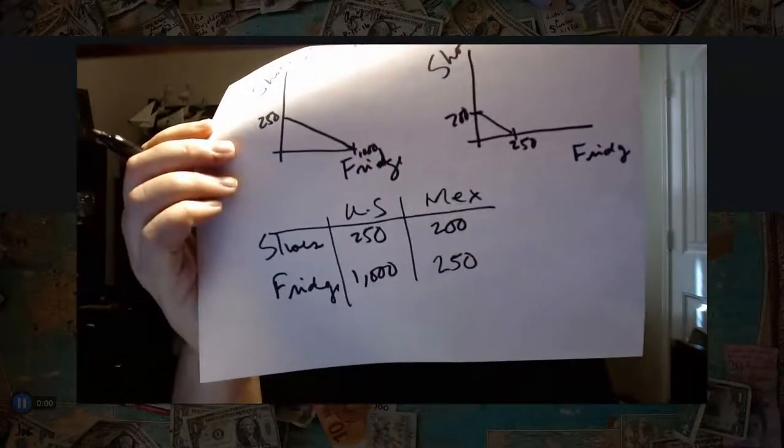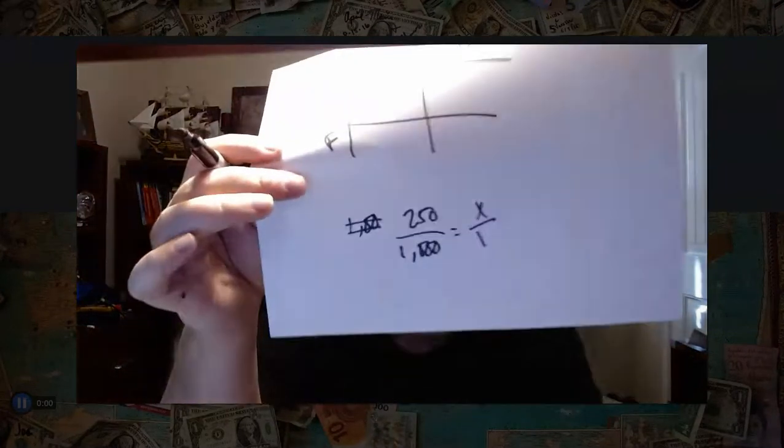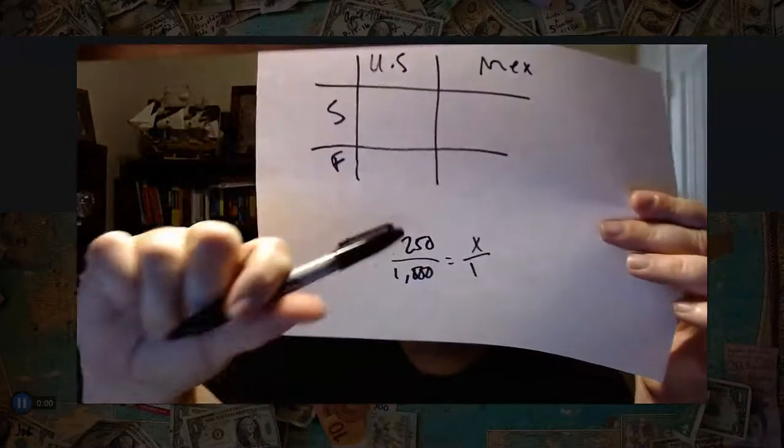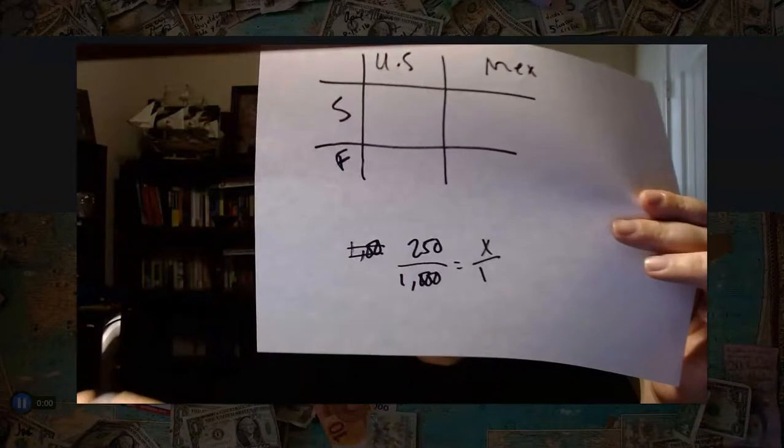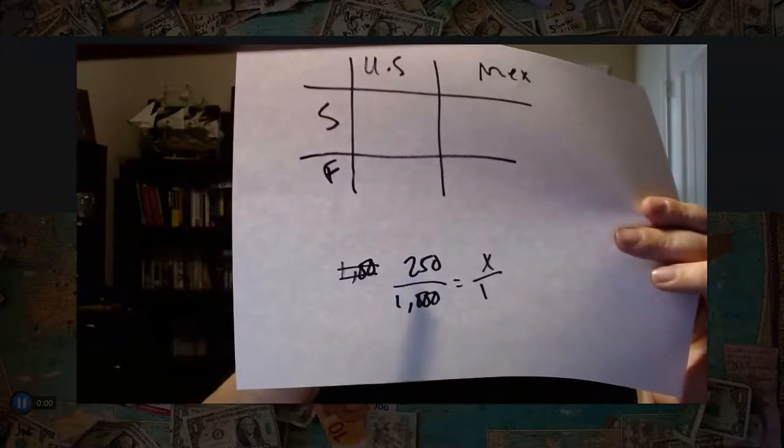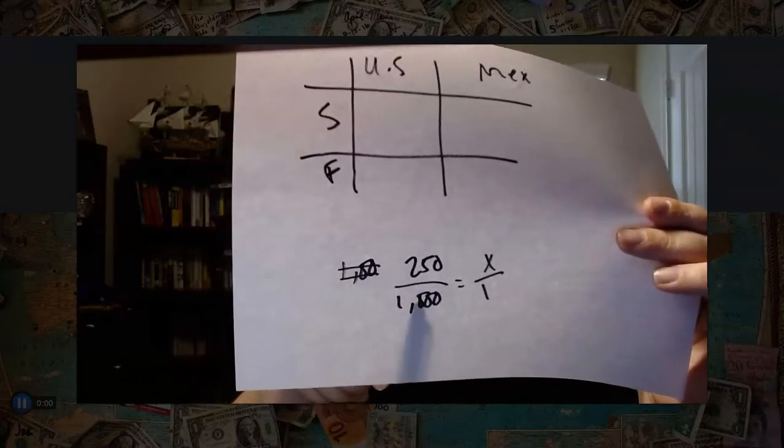We know that the U.S., we know from this chart right here, that it's giving up 250 units of shoes to produce 1,000 units of refrigerators. It's given up 250 pairs of shoes for every 1,000 refrigerators that it makes. That doesn't help me. I need to know how much it is giving up for a single refrigerator. The U.S. is giving up 250 units. It's given up 250 units of shoes for every 1,000 units of refrigerators.